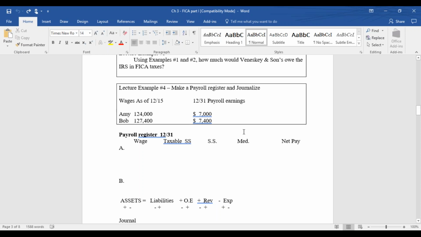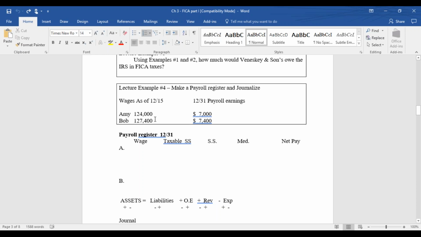And then what are the actual taxes that are withheld? We'll have Social Security and Medicare here. We'll have additional ones in future weeks. So you're going to take your wage minus what was withheld in taxes, and that'll determine what our net pay is. So that's what I want us to do here.